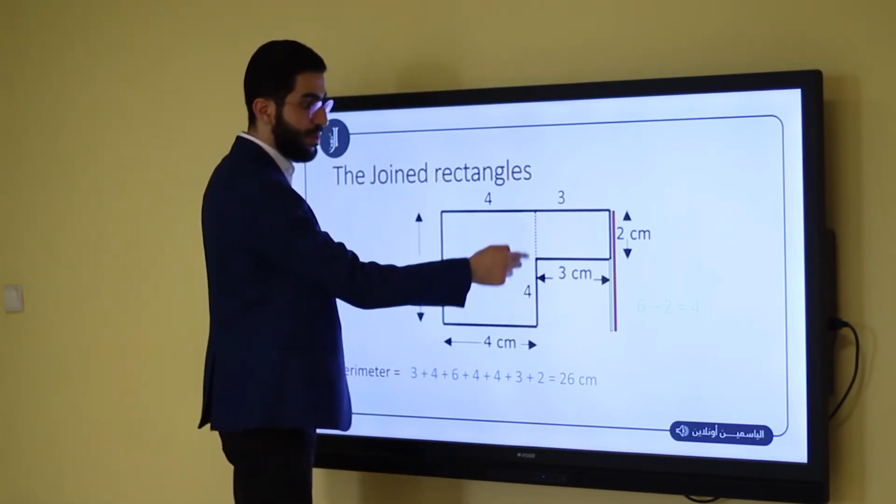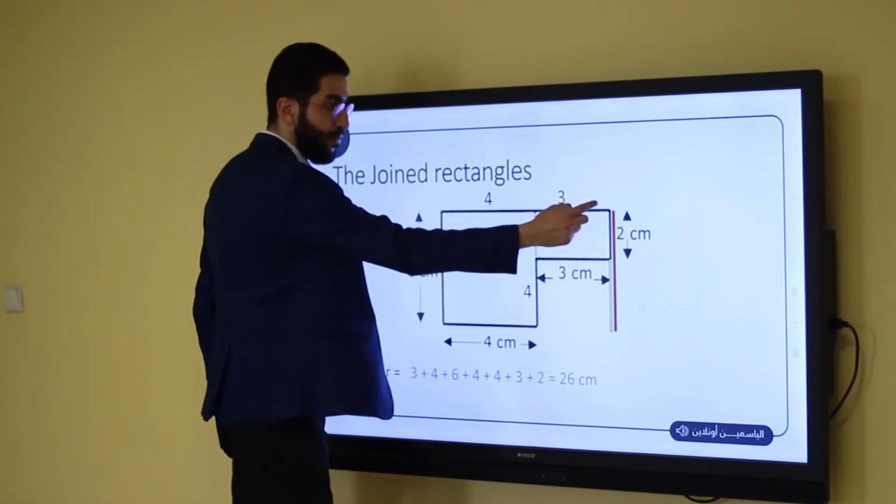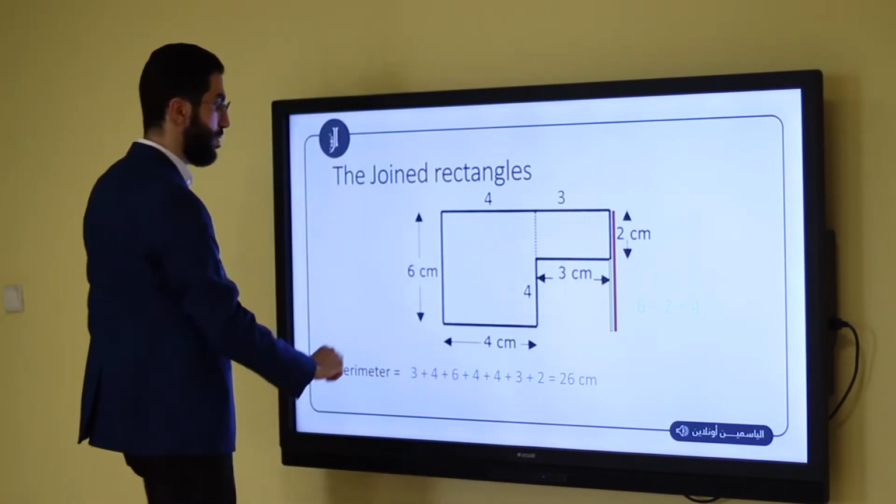But careful, we don't count this one, because this one is inside, okay? And we cut it like this. We count only the surrounding sides. So this one in the middle, we don't count it.